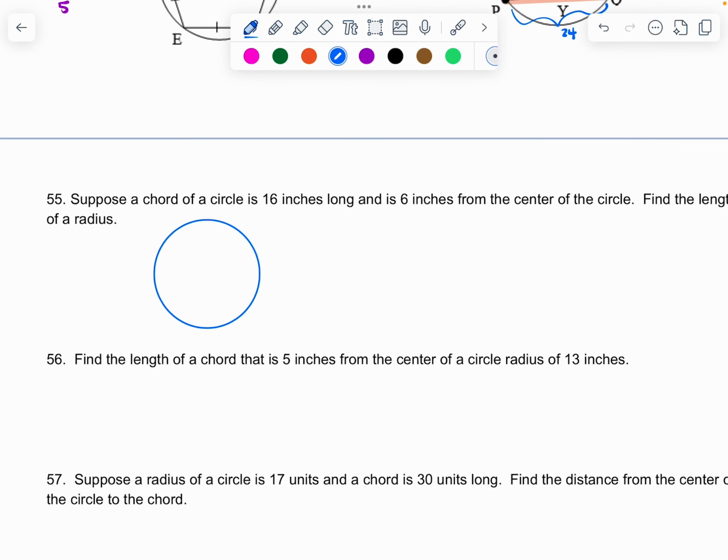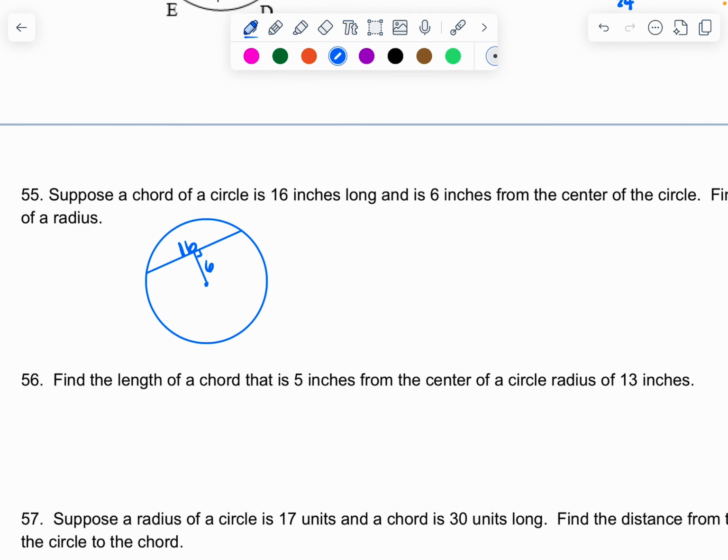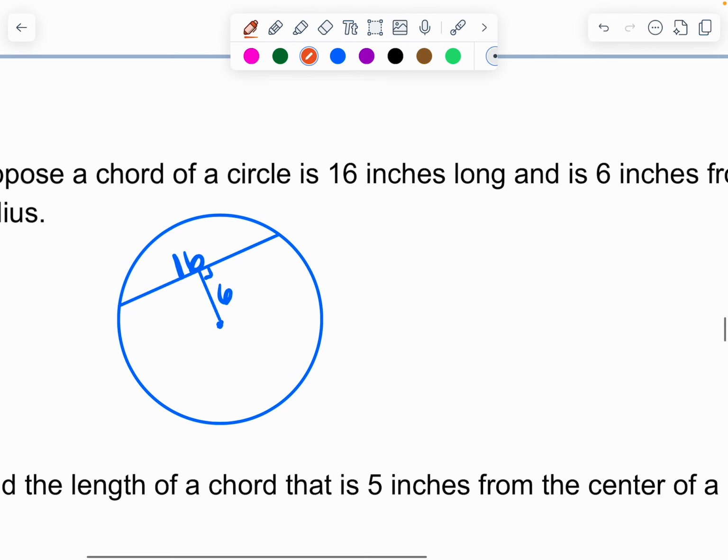Suppose a chord of a circle is 16 inches long. Okay, I'm just going to draw a circle. I'm going to draw a chord, 16. It's 6 inches from the center, okay? So remember, distance is always measured perpendicularly. Find the length of the radius.